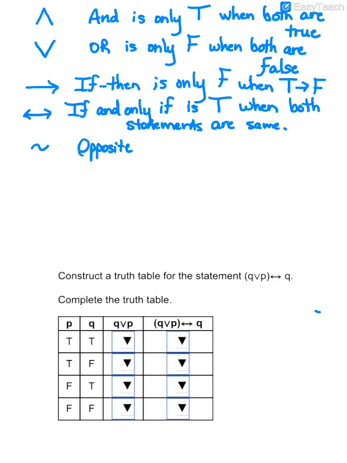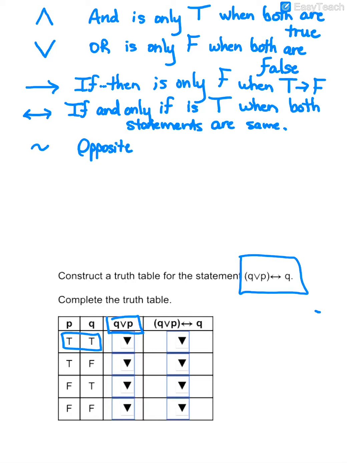Now, let's apply these to an actual truth table. So when I'm looking at this example down here, I'm going to overall evaluate the Q or P, and then the biconditional with Q. So in this box, we're going to start with the parentheses first, evaluating Q or P. So remember, or is only false when both are false. So as I'm going through this table, I'm looking at these two statements.